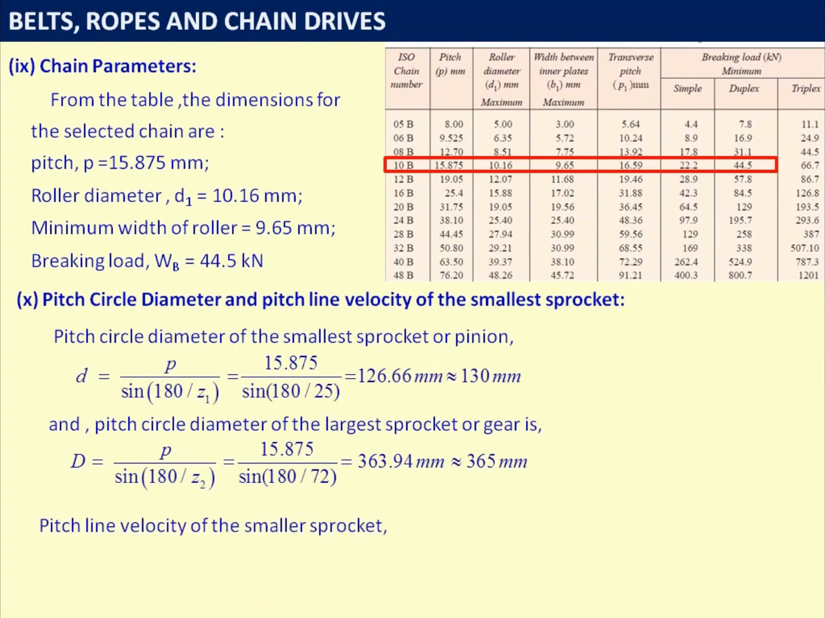Therefore the pitch line velocity of the smallest sprocket can be calculated as V is equal to Z1 into P into N1 upon 60 into 1000. Substituting the values of number of teeth on the sprocket, pitch of the chain and speed of the smallest sprocket, we have the pitch line velocity of the smallest sprocket as 6.614 meters per second.